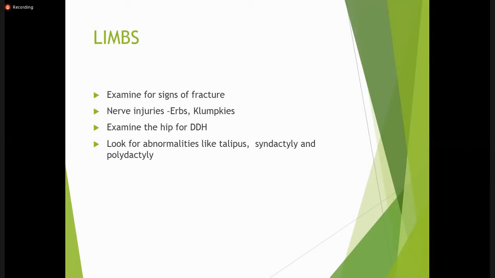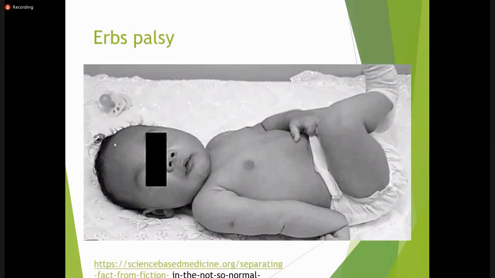Then we come to the examination of the limbs. Examine for signs of fracture and nerve injuries like Erb's palsy. Examine the hip for DDH, which stands for developmental dysplasia of the hip joint. And look for abnormalities like talipes equinovarus, syndactyly, and polydactyly. Talipes is also termed as clubfoot. Okay.